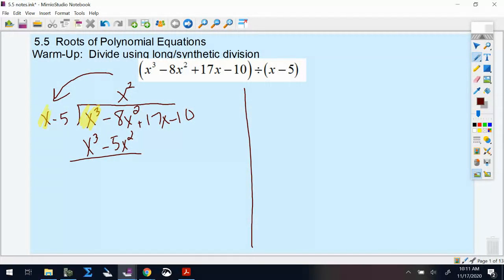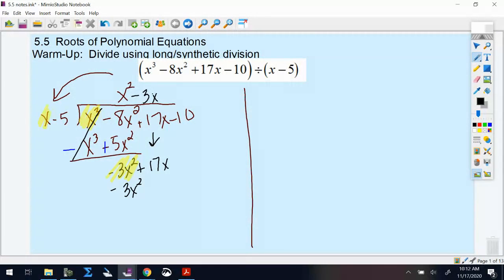You then subtract, and I love to do a different color pen so you can see that. So this becomes a negative, this becomes a positive, which will cancel out this term. So negative 8x squared plus 5x squared is negative 3x squared. And then you drop down your next term and repeat the process. So we figure out what I multiply x by to get it to be a negative 3x squared. So that's going to be a negative 3x. Multiply that through, so we get negative 3x squared.